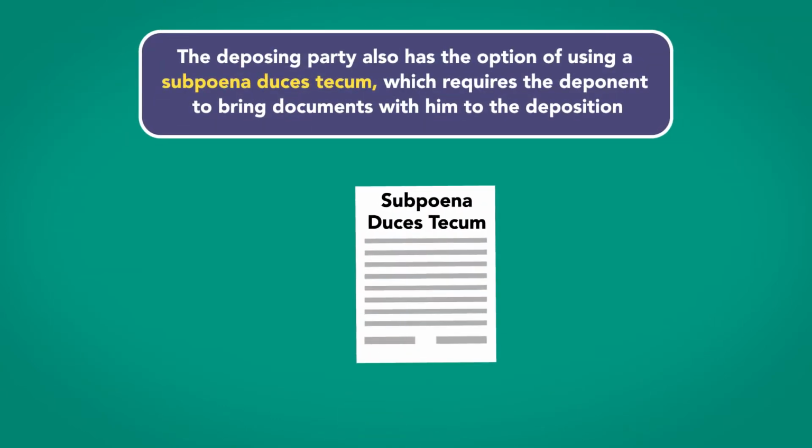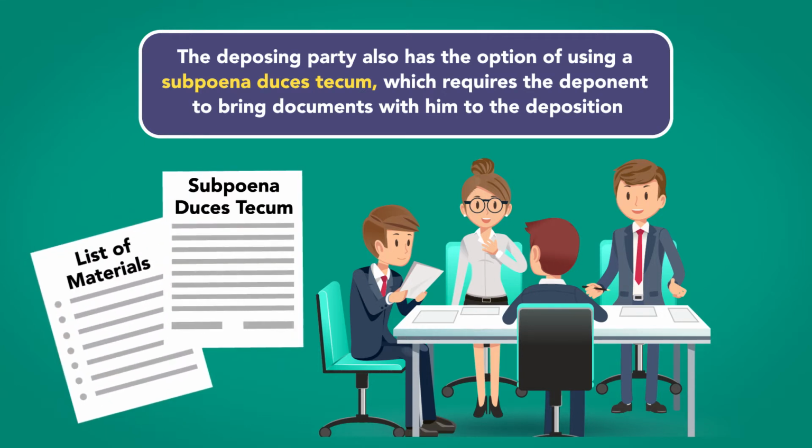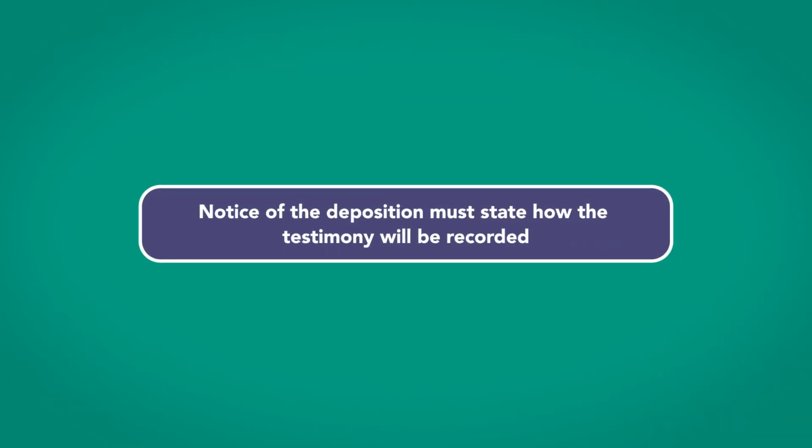The deposing party also has the option of using a subpoena duces tecum, which requires the deponent to bring documents with him to the deposition. In that case, the deposing party also includes with the notice a list of the materials that the deponent is asked to bring. Notice of the deposition must state how the testimony will be recorded.